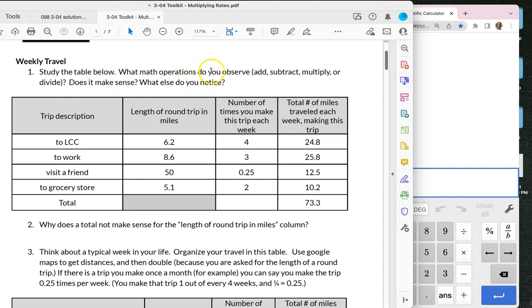What math operations do you observe? Add, subtract, multiply, or divide. So this is already completed, or mostly completed for you. What math is going on? Can you understand the structure of this table?